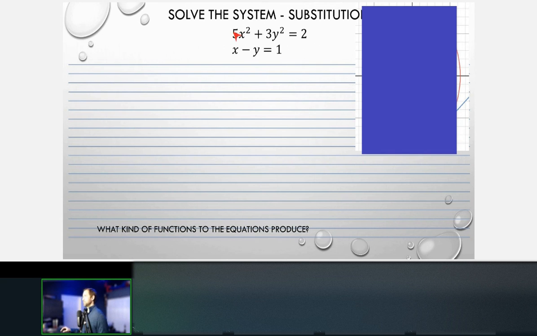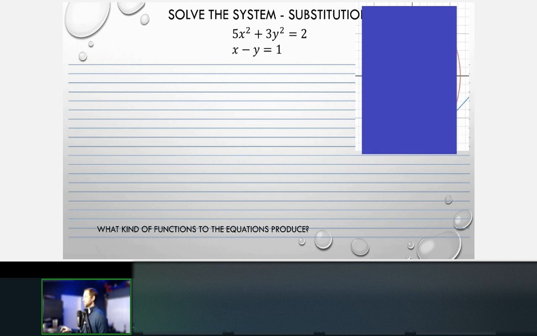All right, what type of conic is this first equation? Got an ellipse. How do we know the type of conic it is? What's the giveaway? Why would you say it's an ellipse and not something else? So the coefficients are not the same, and they're both positive.